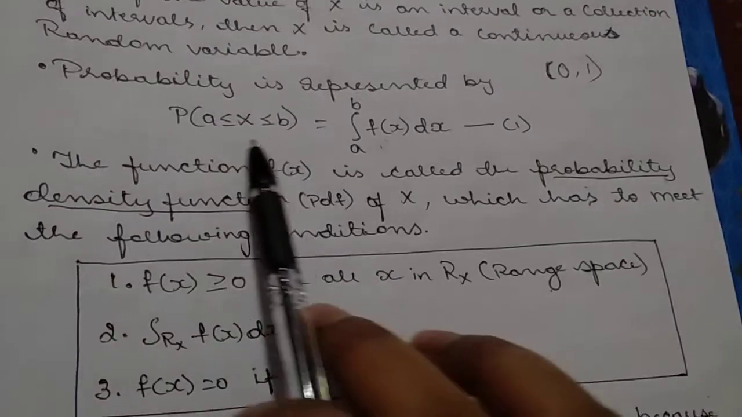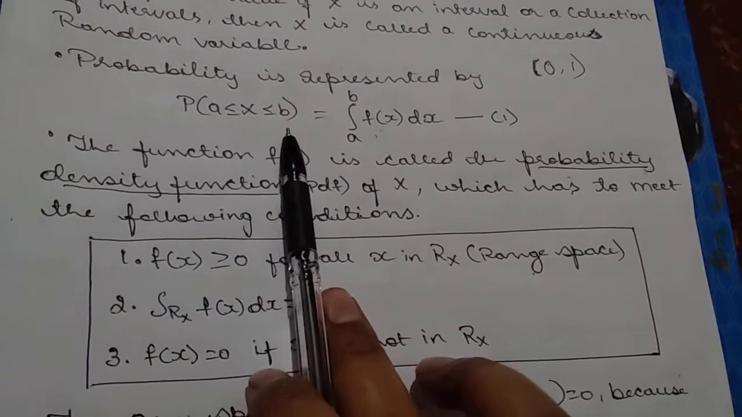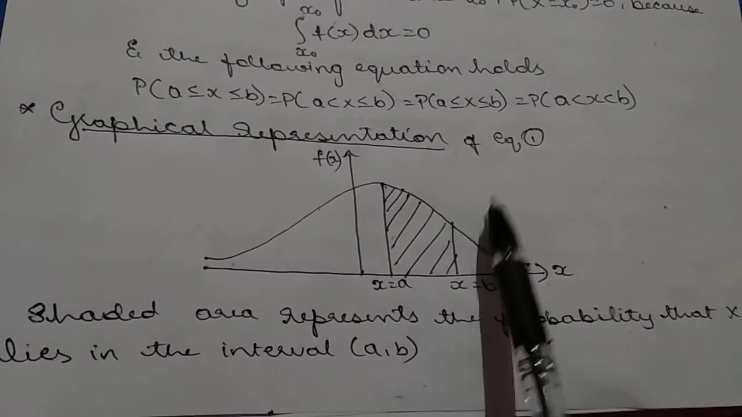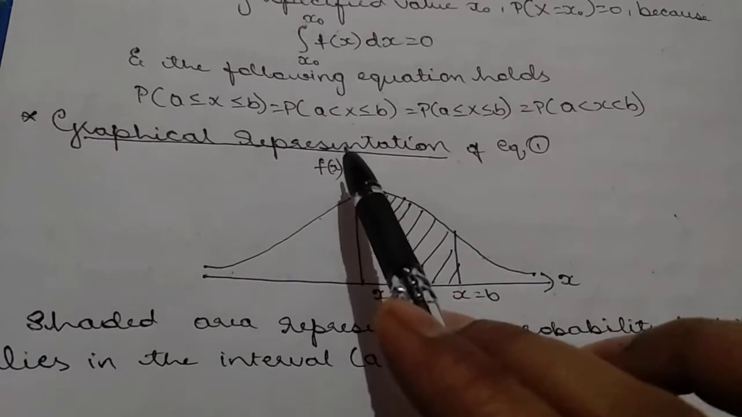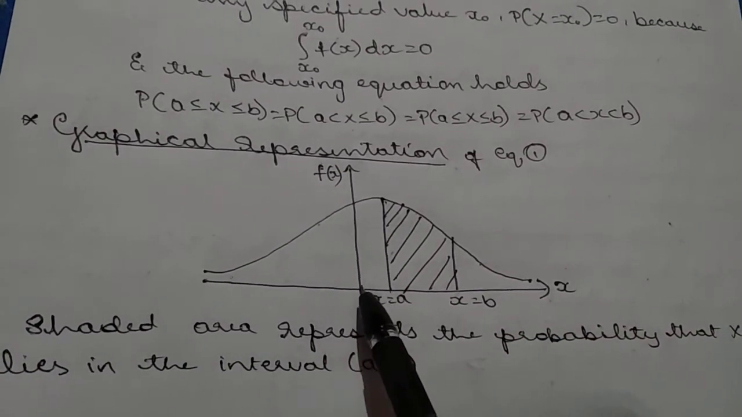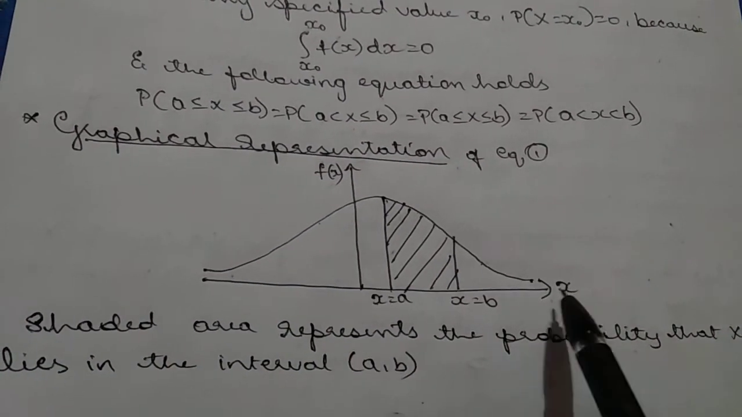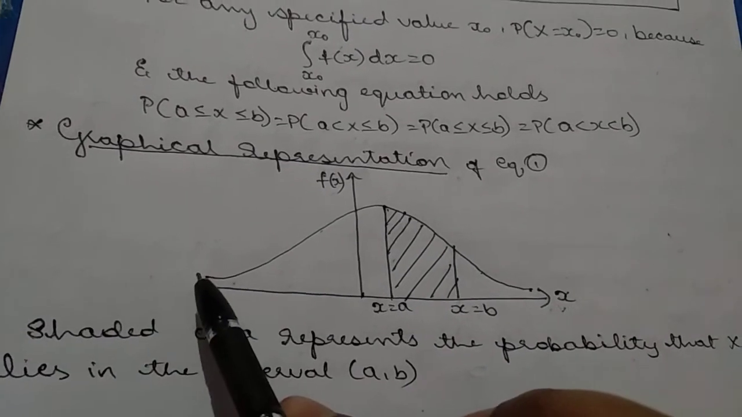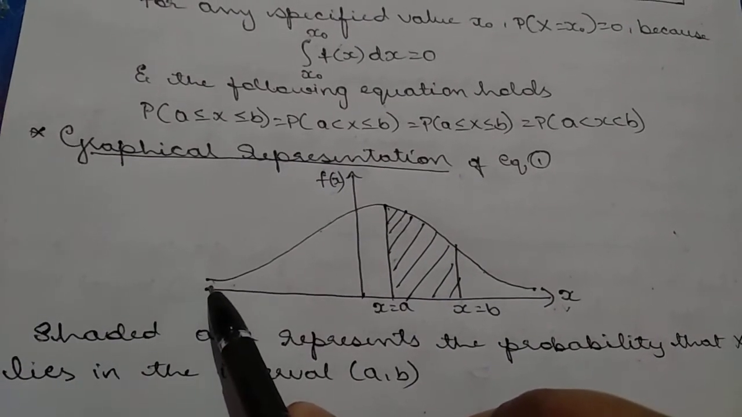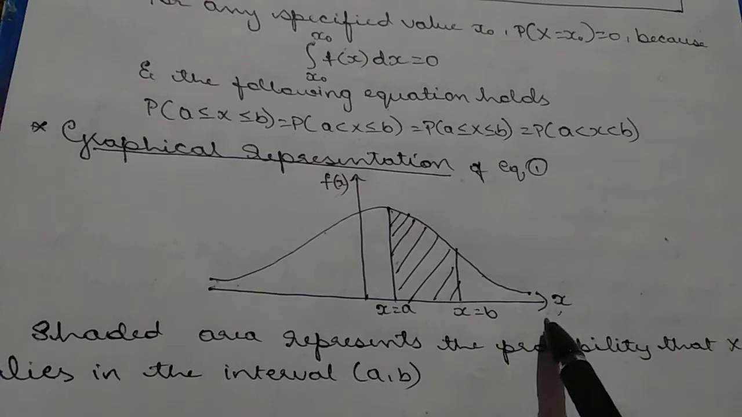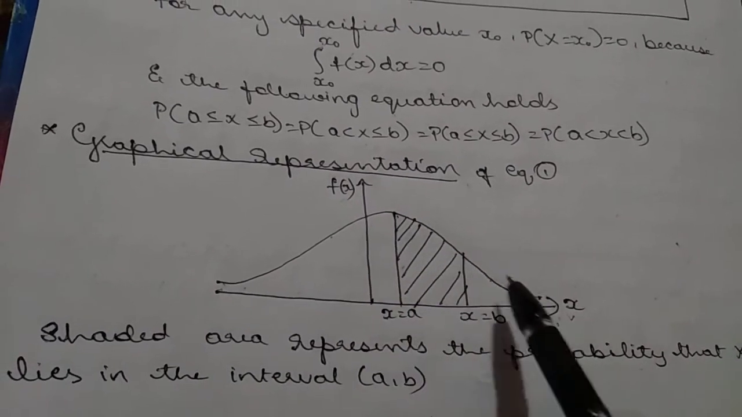Means for this, p of a less than or equal to x less than or equal to b, I'll just show you the graphical representation. This is the graphical representation. This is the probability density function, that is f of x, and this is x, your random variable. This is the range from 0 to infinity. You can have any random numbers in this range.